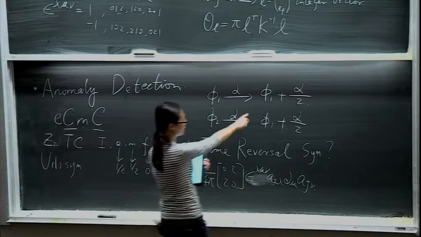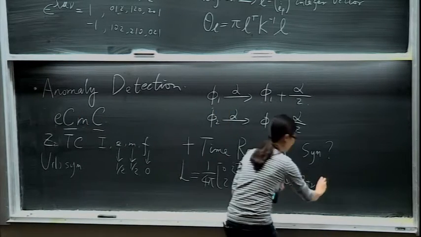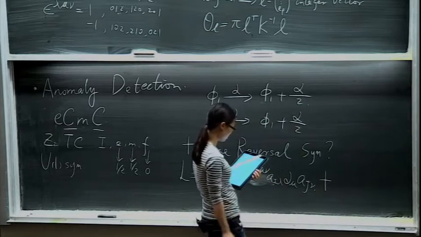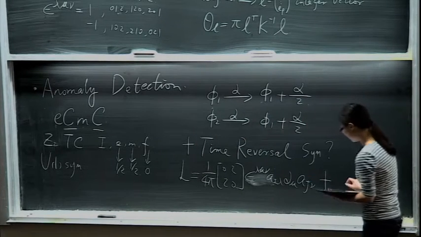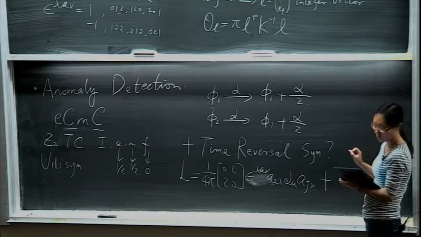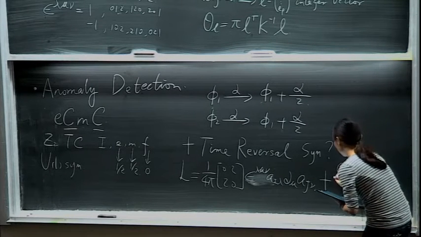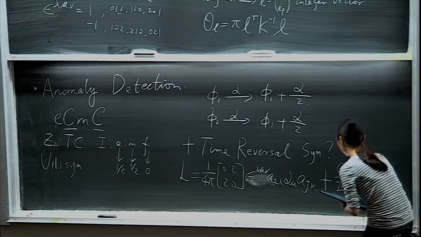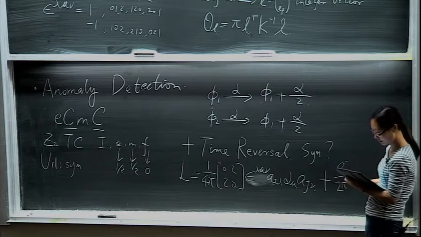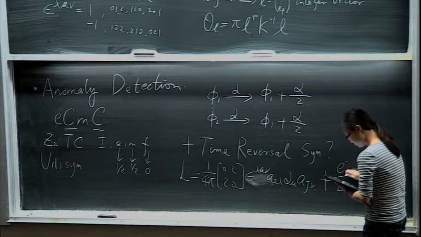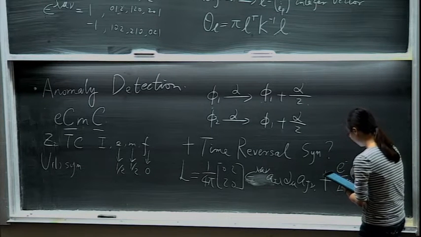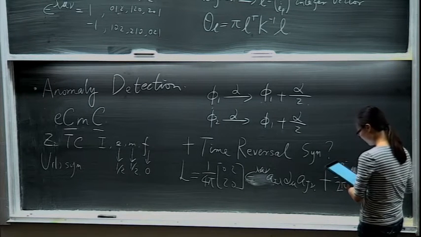Now, because the fields carry charge, I can write them as coupled to an external gauge field. I write it as big A. It's e over 2 pi. This is the electron charge, units of charge, and with a vector of 1, 1.